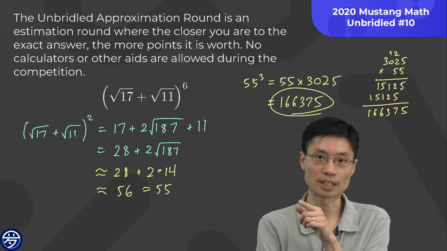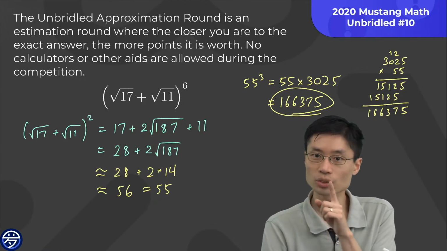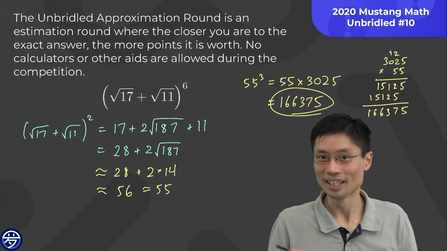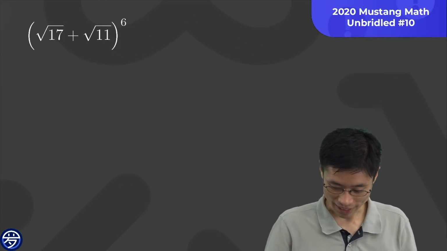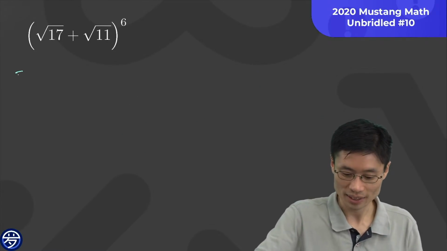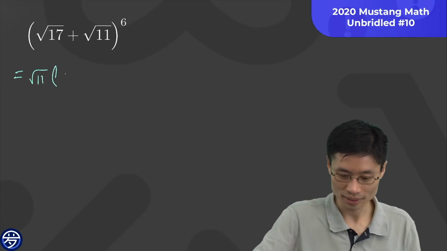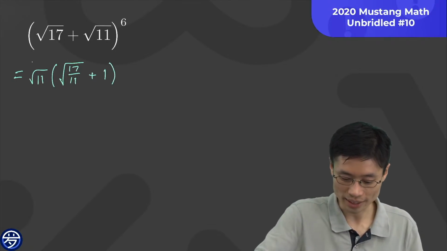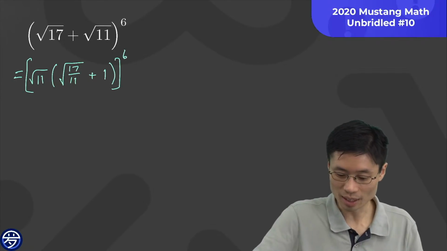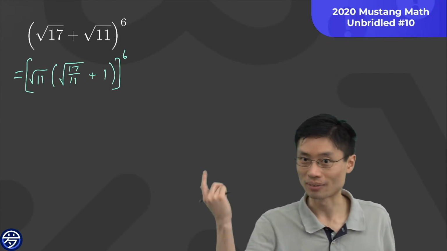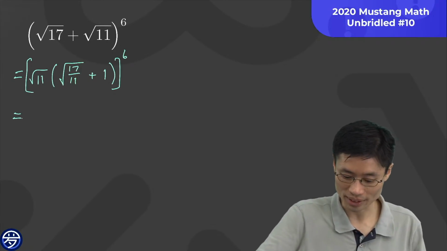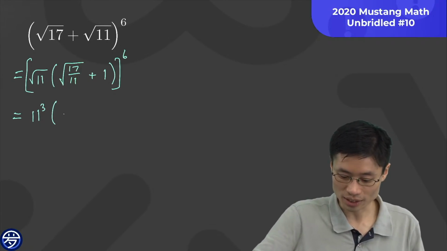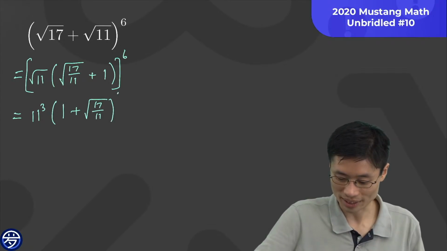I could try to factor out a root 11. Let's try that. Hey, let's try another way, okay? I want to factor out square root 11. And if I factor out square root 11, what happens? This is square root of 11 times, ugh, that's disgusting, times the square root of 17 divided by 11 plus 1. And then that whole thing to the power 6. The reason I'm willing to do this is because square root 11 to the power 6 is not bad. Square root 11 to the power 6 is 11 cubed. And then I need to do this. 1 plus the square root of 17 over 11 to the power 6.